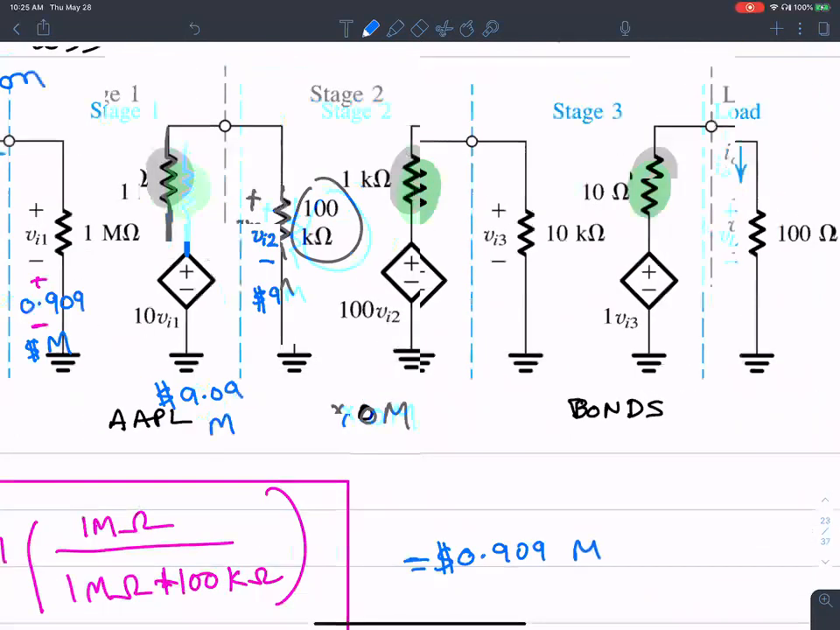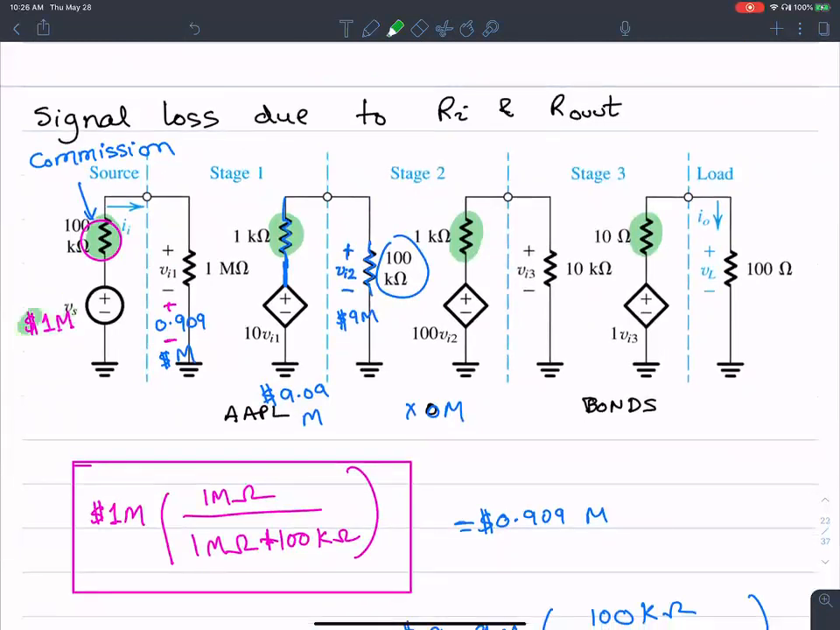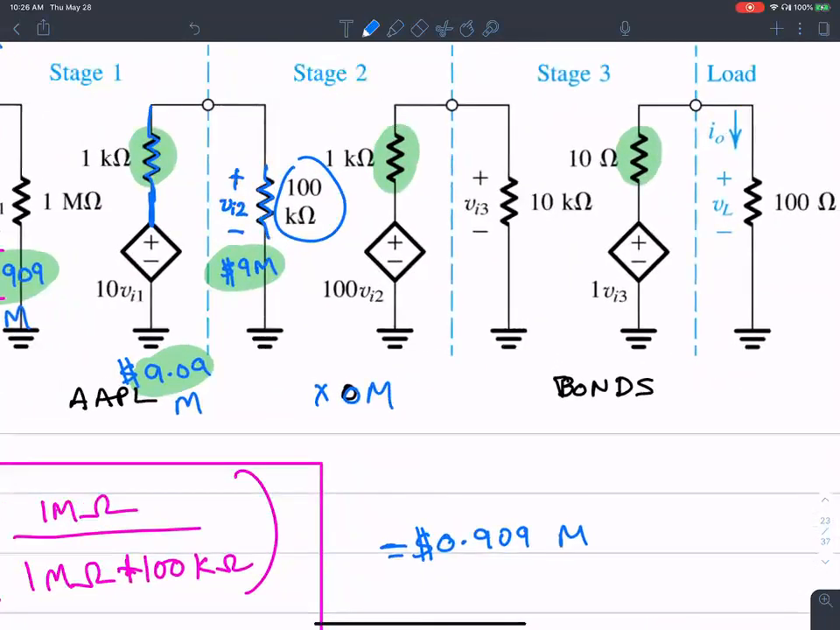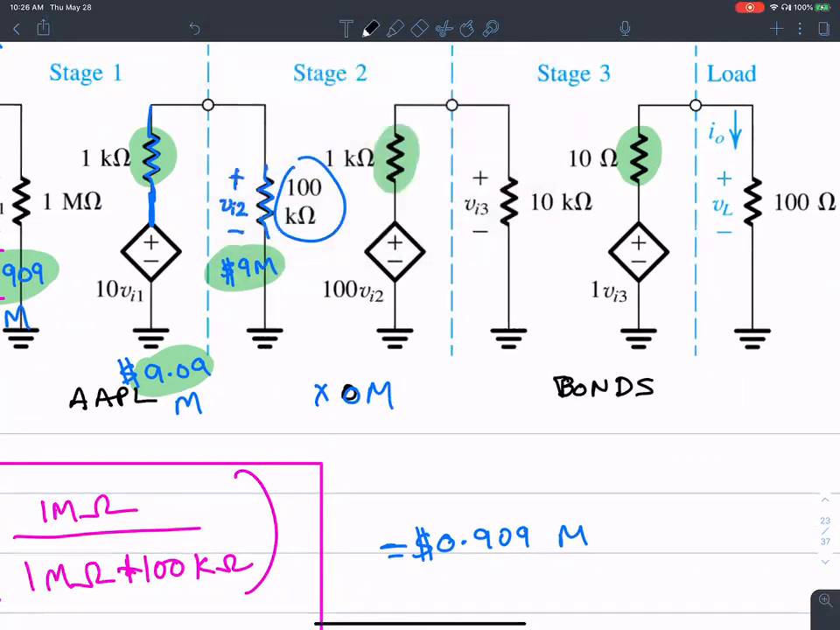Let's follow the process here. You started out with $1 million. Along the process of investment, you lost some to commission, and you're only left with 0.9 million to invest in Apple. That gave you a 10 times return, which became 9.09 million. And you lost that 0.09 million to commission. And this 9 million, you're ready to invest in ExxonMobil, which gives you a 100-fold return. So it becomes $900 million.